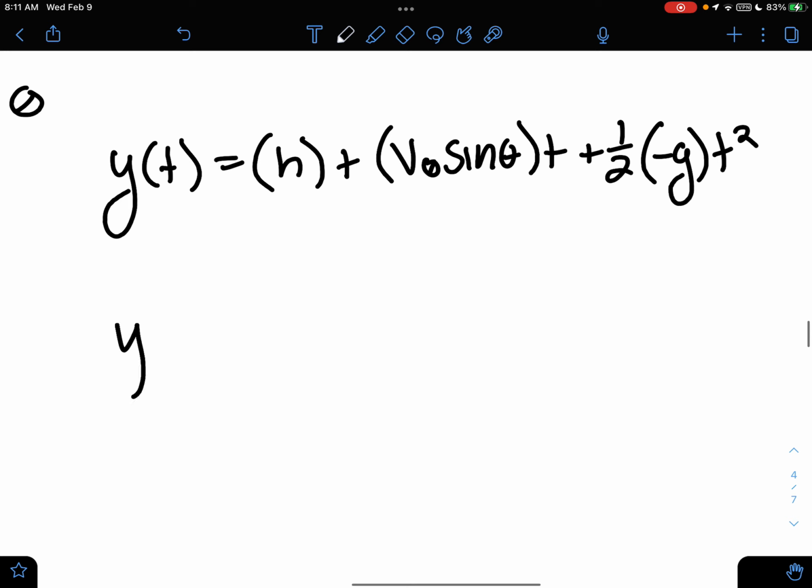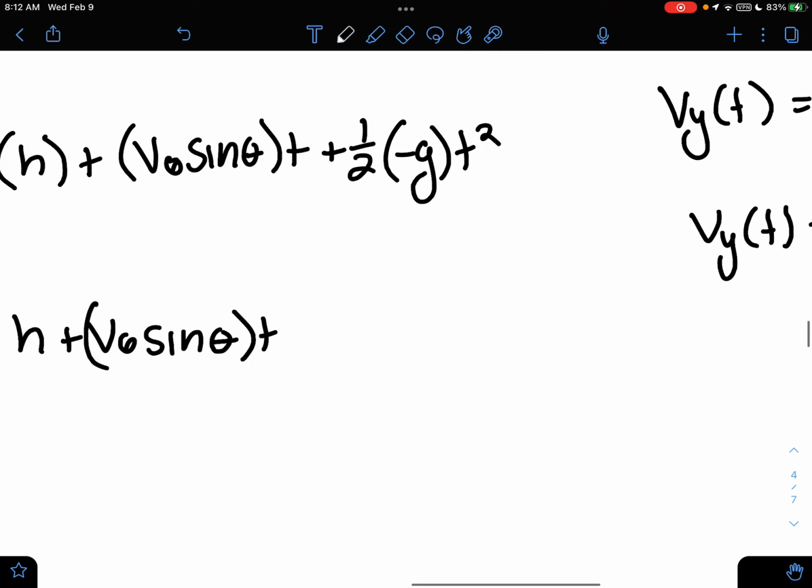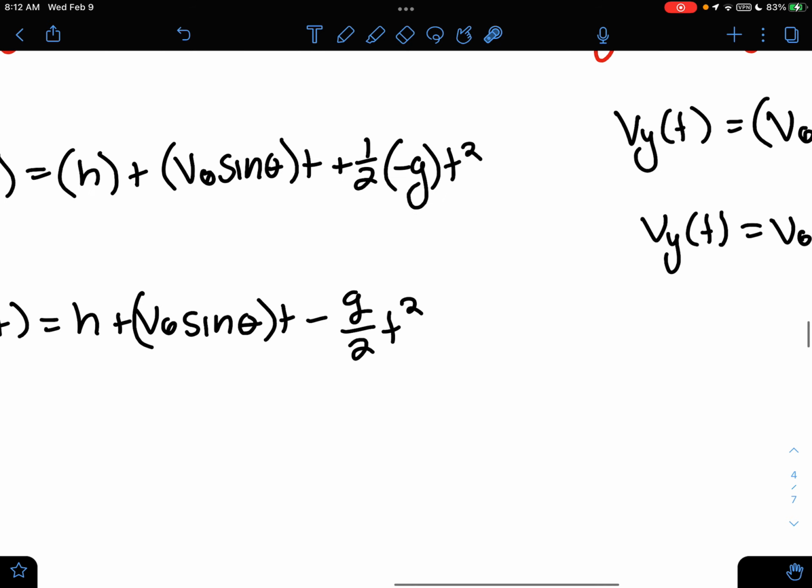I'm just going to rewrite this one as well. y of t is going to be h plus v0 sine theta t minus g over 2 t squared. That's just smooshing this together, so that's our negative there. Cool. Put in everything we know.